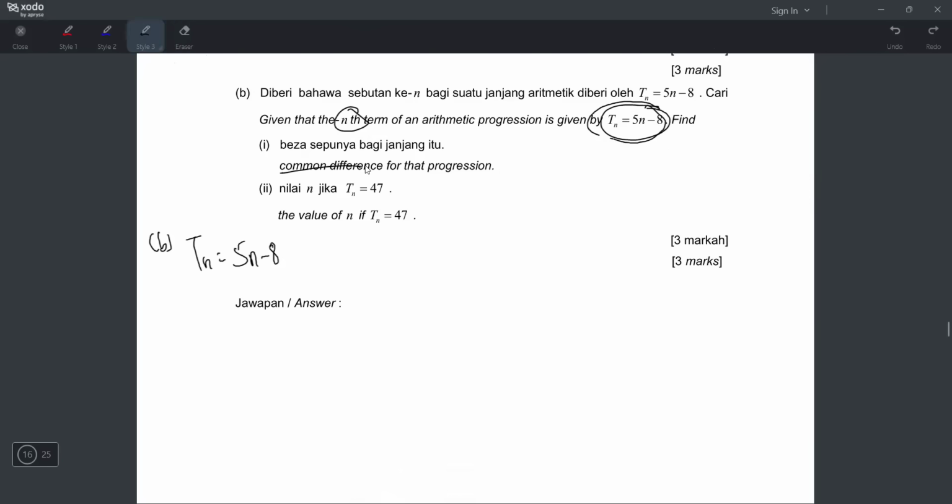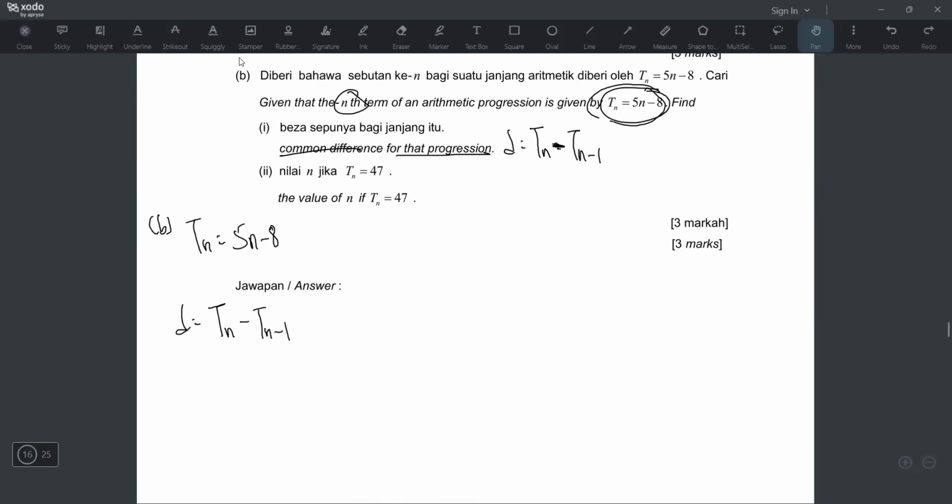So find the common difference of that progression. Okay, common difference means you find d lah. And the formula to find d is to find the Tn minus the Tn minus 1. Yeah, that's how you find difference, right? You take any term in the progression minus the term before, which is Tn minus 1.